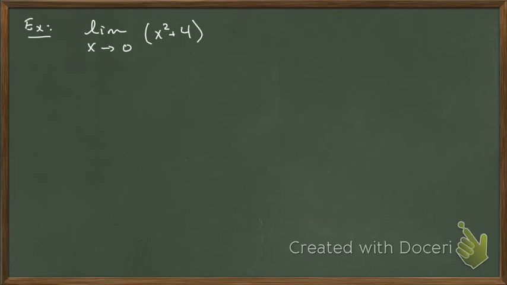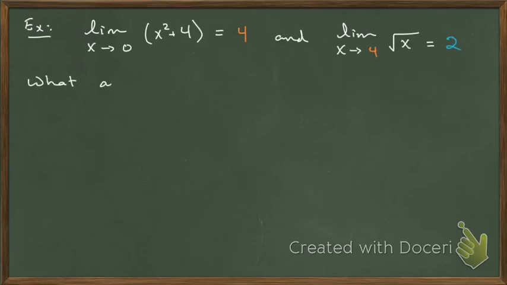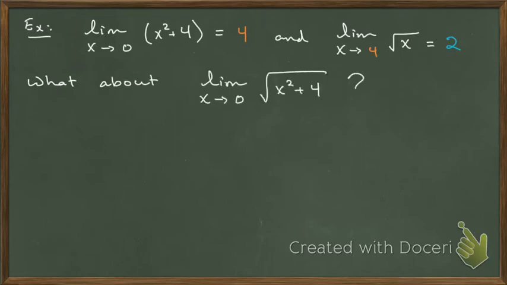The limit as x goes to 0 of x squared plus 4 is, of course, 0 squared plus 4, which should be 4. And another limit, say as x goes to 4, of the square root of x, should be 2. We didn't really talk too much about the square root. As long as that c is in the domain of the square root function there, we're good to go. What about the limit as x goes to 0 of the square root of x squared plus 4? So I've kind of combined these functions together.